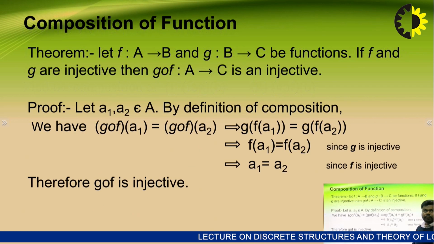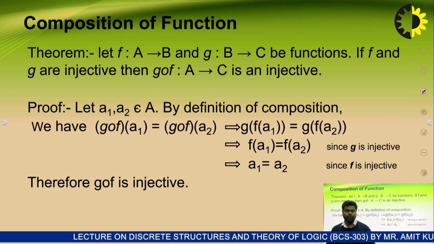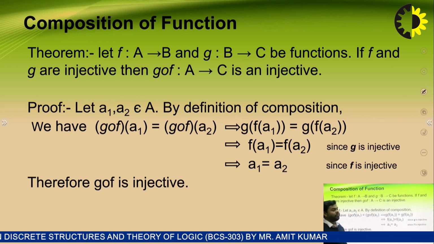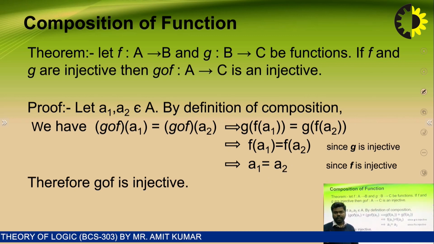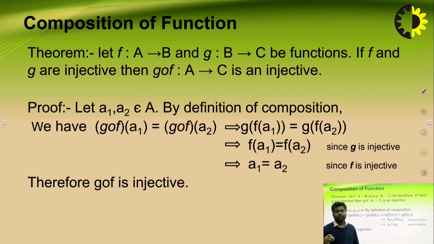Okay. Now, next there is a theorem for the composition. Let function f from A to B and function g from B to C be functions. That is given. Function f is from A to B and g is from B to C. If f and g are injective, meaning f and g are 1 to 1, then show that g of f, that is A to C, is injective. Okay, we have to prove that A to C is injective.